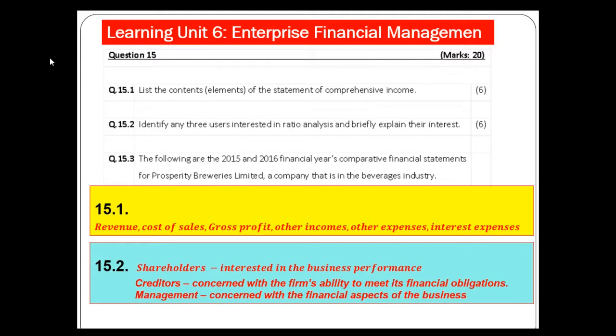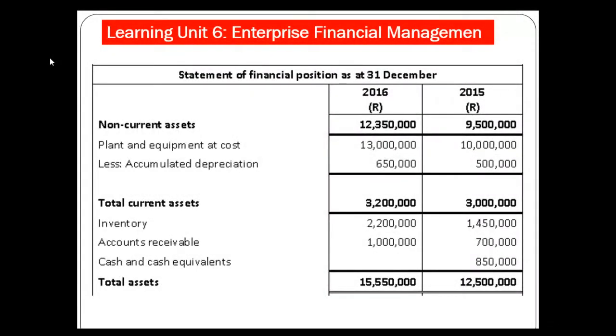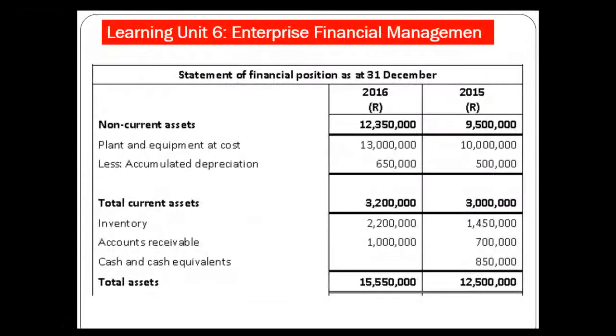Now, 15.3, the following are 2015 and 2016 financial years comparative financial statements for Prosperity Breweries Limited, a company that is in beverage industry. So here is then that we are going to deal with what? With the ratios. Now, if you can check, the first statement here is the statement of financial position. And as you can see here, we have got 2 years. So we need to know how to calculate the ratios using this information. Can you see now? So let me just go back.